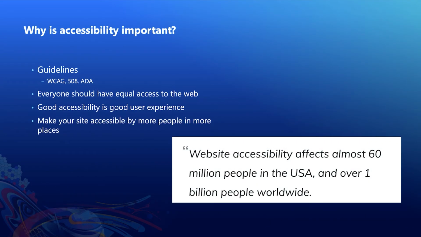So first, let's really quickly talk about why accessibility is important. First of all, there's a guideline, right? So legally, it's a thing that we have to do to be compliant with things like WCAG and 508. But even more important, I think everyone should have equal access to the web. So you can see in this quote down here that website accessibility affects almost 60 million people in the USA and over 1 billion people worldwide. Those people need to do the same things we need to do.